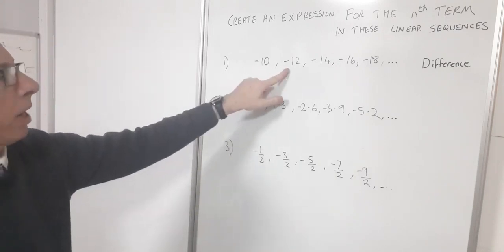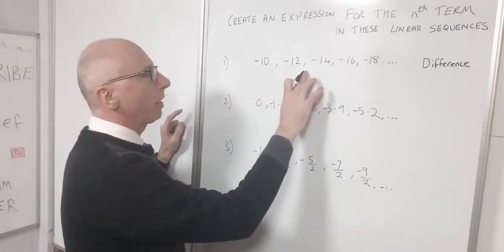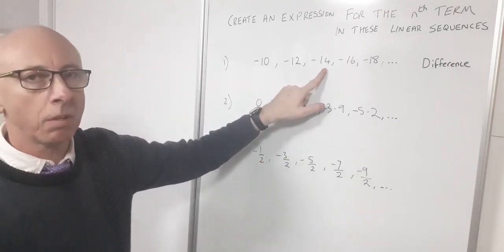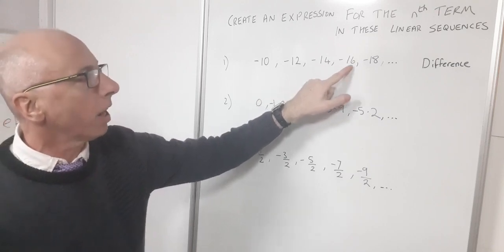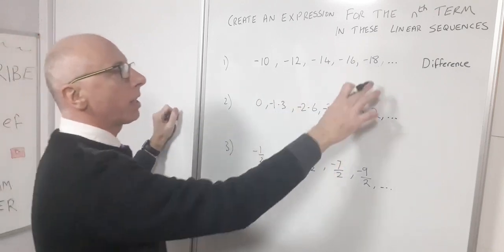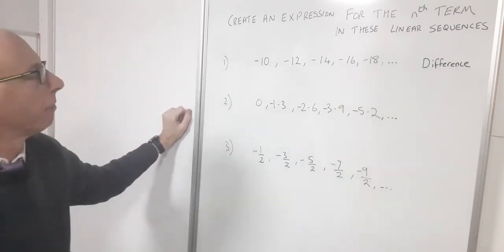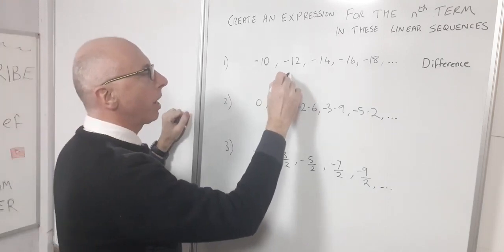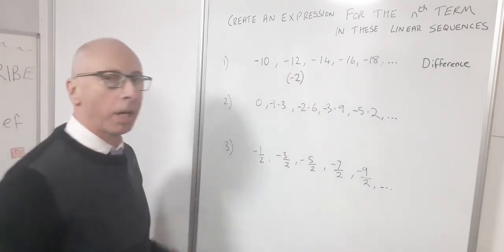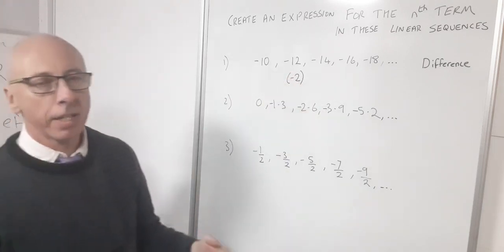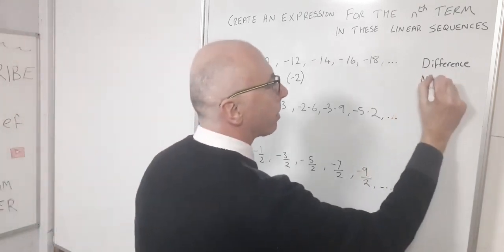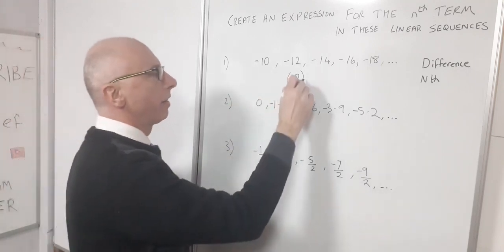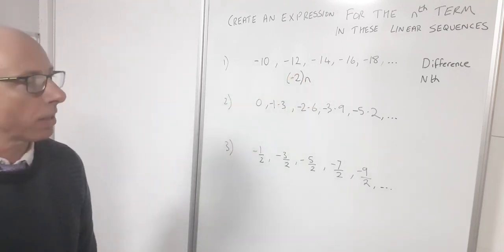Well, -10 to -12 going this way, we are subtracting 2. -12 to -14, we're also subtracting 2. And likewise with these numbers. And we can see here that the sequence will go on forever. Now, our difference here, going this way, is -2. So I'm going to write -2 in a bracket there. Next thing I need is, as it's in terms of the nth term, I then give this -2 an n. So I'll write an n there next to it.